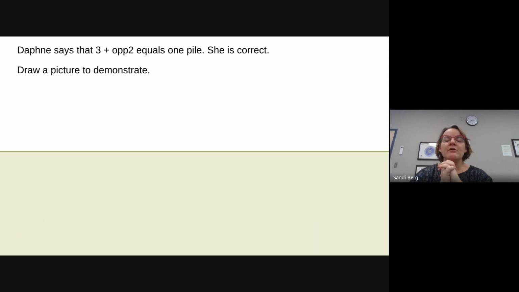Okay. So Daphne has been doing this for a little bit, and she says, you know what? 3 plus opposite 2, so 3 piles plus opposite 2 piles equals 1 pile. We do know she's correct, but what I'd like you to do is draw a picture that will demonstrate, that will prove to me that 3 plus opposite 2 equals 1 pile. So go ahead and take a few seconds to draw that.